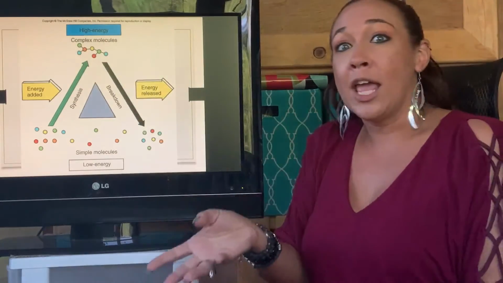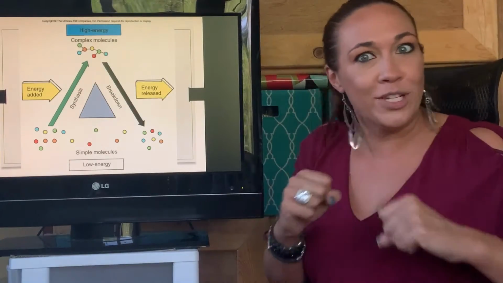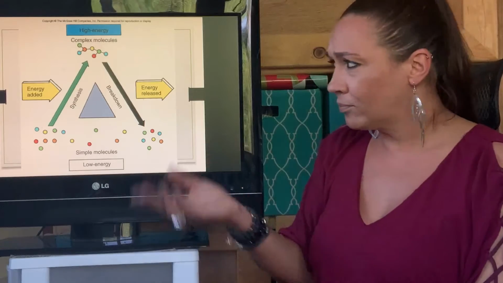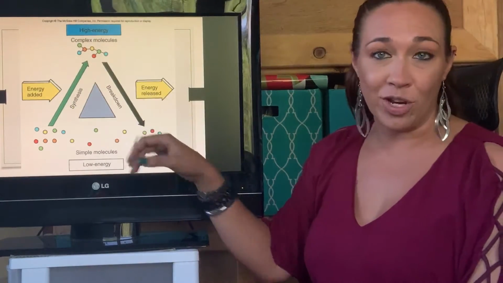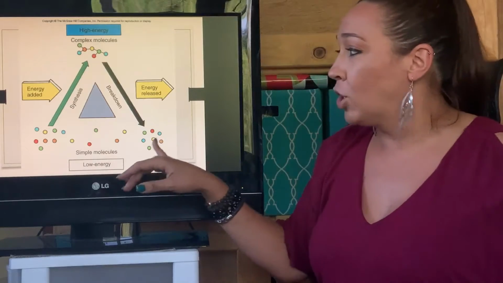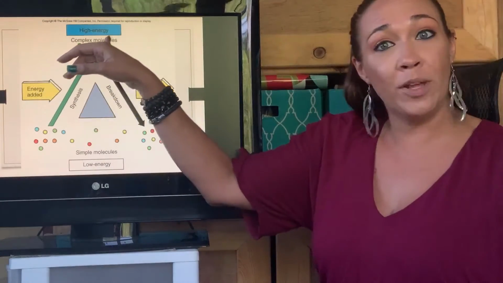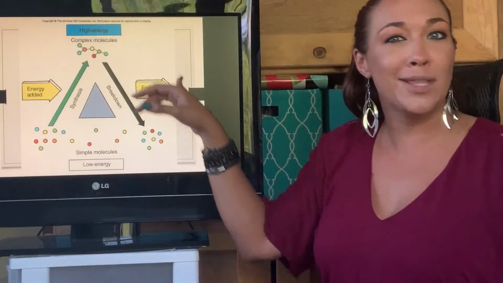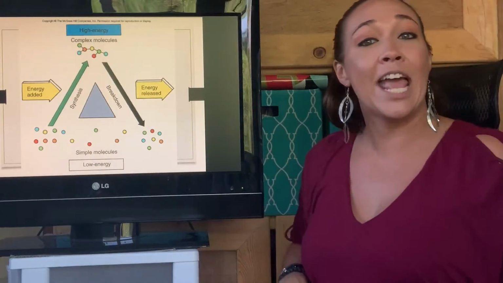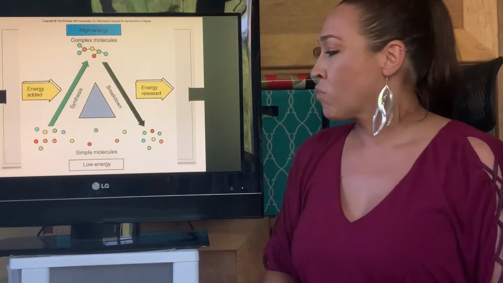Now, if I were to eat a cheeseburger full of that protein and those carbs and those lipids, then what I'm going to do is break down and release that energy. So it's a cycle of creating these larger complex molecules and then breaking them down. That's all it is. It's an energy transfer. Okay.